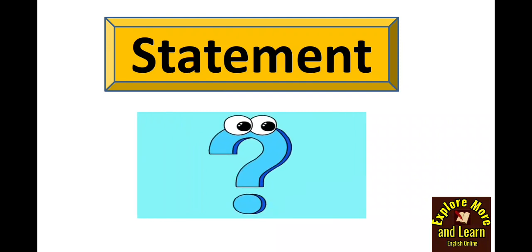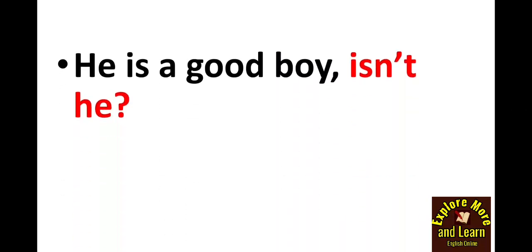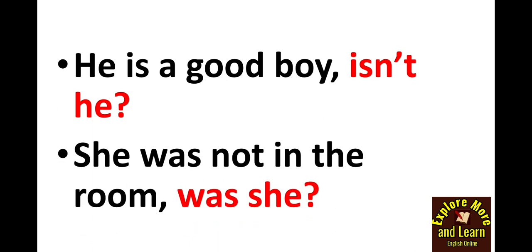How? Let's see the examples. He is a good boy. It's a statement. Isn't he? It's a question tag. So here you can notice question tag is changing a statement into a question. He's a good boy, isn't he? Another example. She was not in the room. Was she? So it's a question tag. So in this way, question tags change a statement into a question.